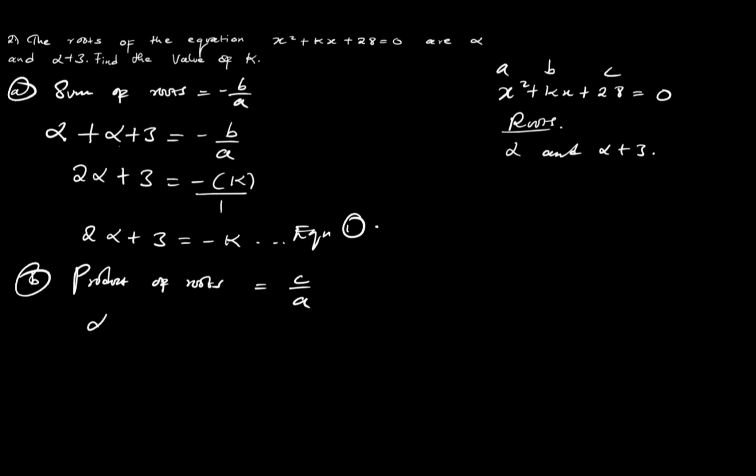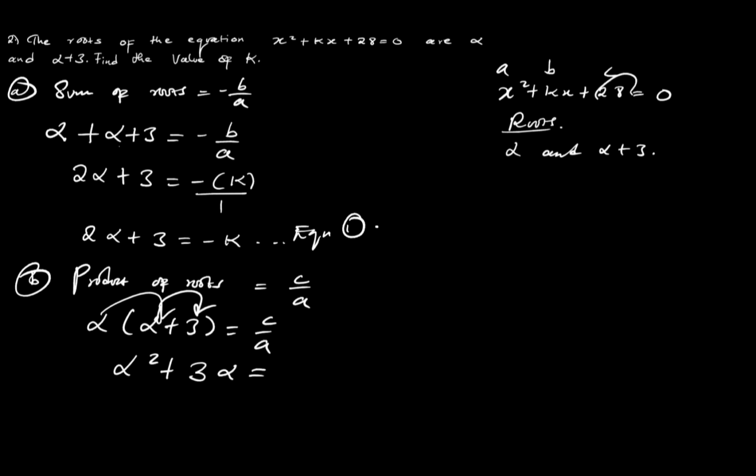So we're going to say alpha times alpha plus 3 is equal to C over A. Then I can multiply alpha by alpha and alpha by 3. Alpha by alpha is alpha squared. Alpha by 3 is 3 alphas. Then it's equal to C, the value of C, guys, is 28. Over A, the coefficient of the x squared term, so I put a 1. So it's alpha squared plus 3 alpha being equal to 28. This would be equation number 2.